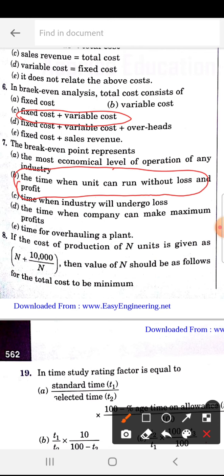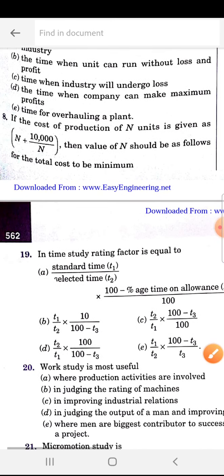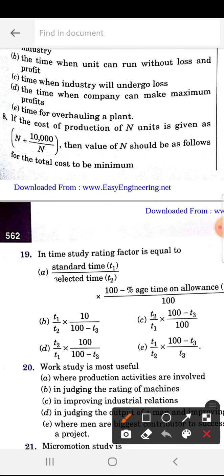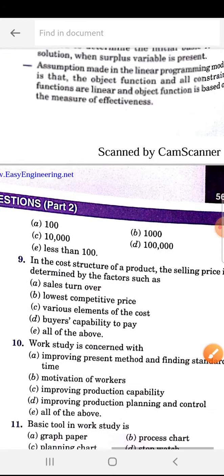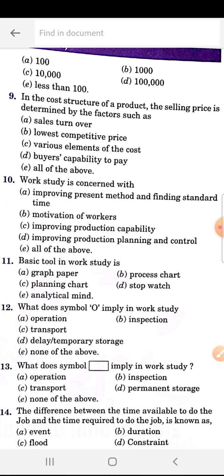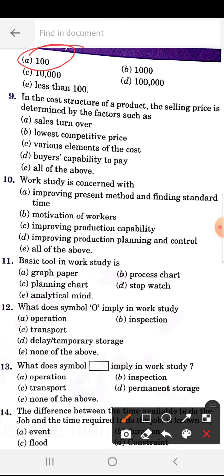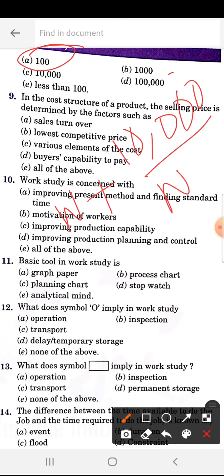Now the eighth question. If the cost of a product of n units is given as n plus 10,000 by n, then the value of n should be as follows for the total cost to be a minimum. N means the number of demand or products. So how many will it be? That is A, that should be 100. Remember, whenever a question like n plus 10,000 by n comes, the answer is 100.